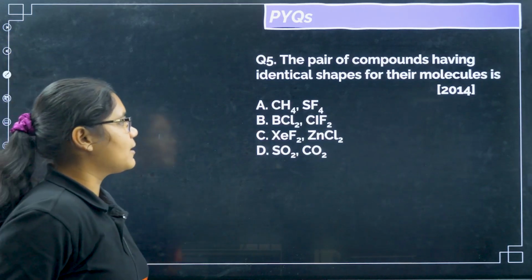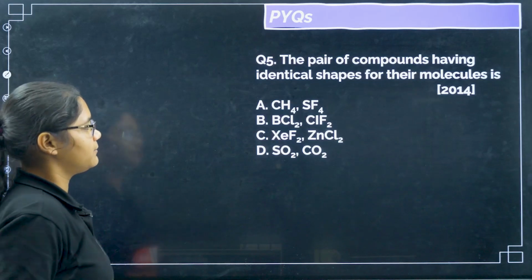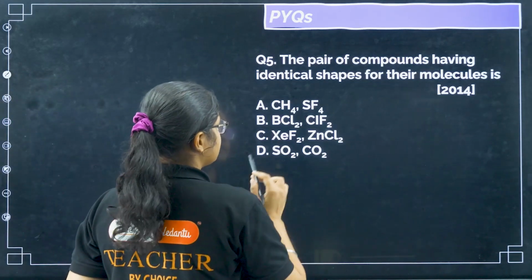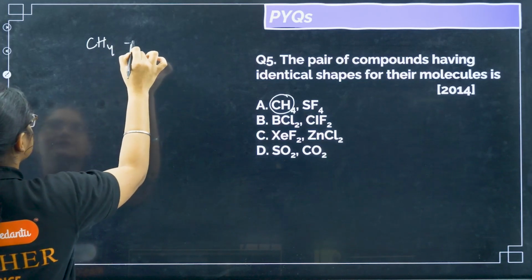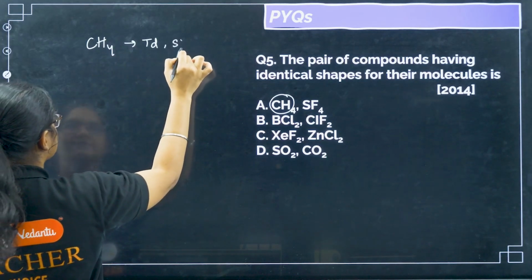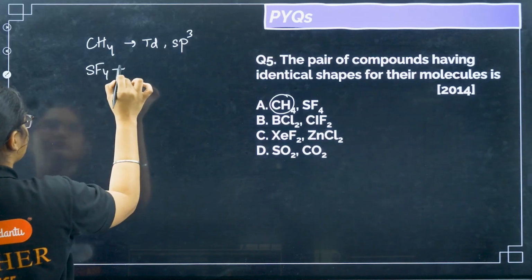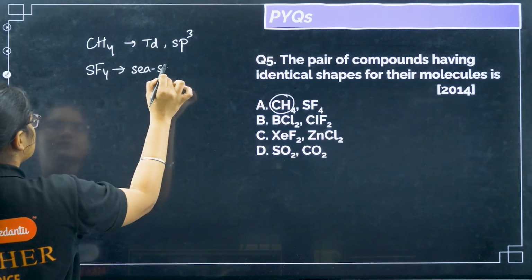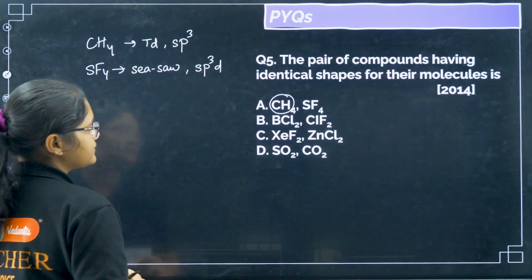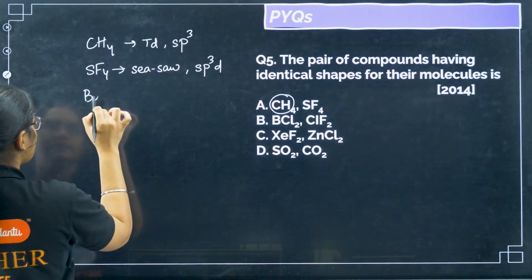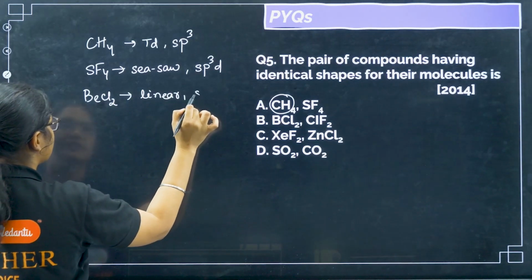Next, the pair of compounds having identical shapes for their molecule. If you remember, I have just done so many examples. I will write for all, so we can have a practice as well. CH4 is tetrahedral, hybridization is sp3. SF4, if you remember, is a seesaw shape and hybridization is sp3d. Next I have BeCl2. In BeCl2 the shape is linear, and hybridization is sp.